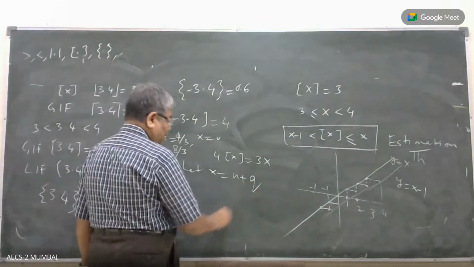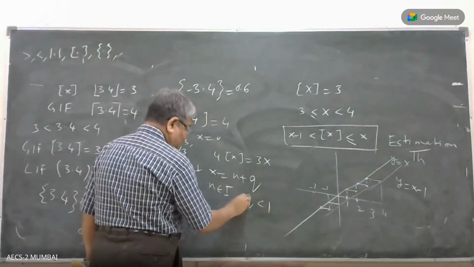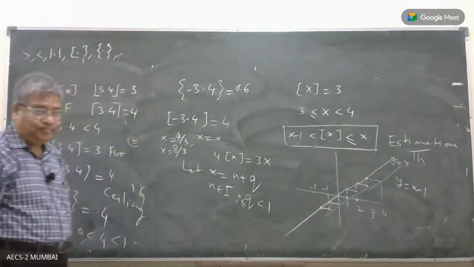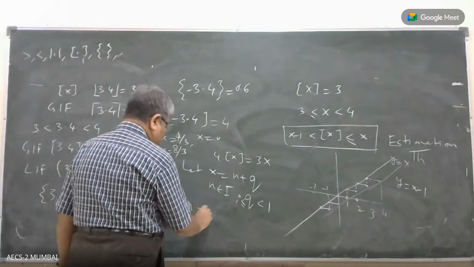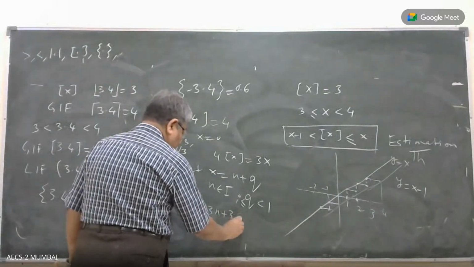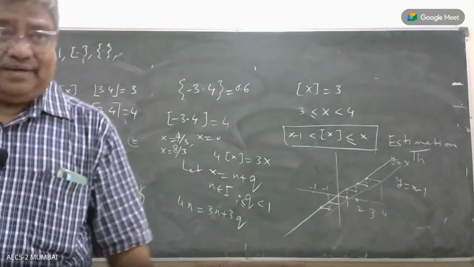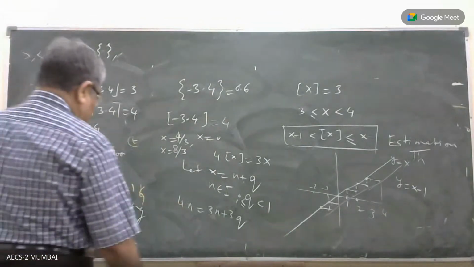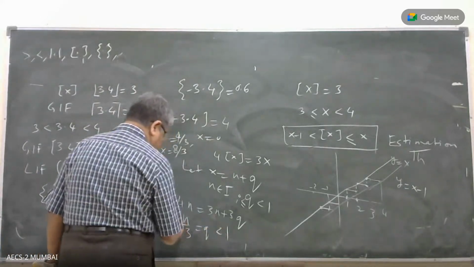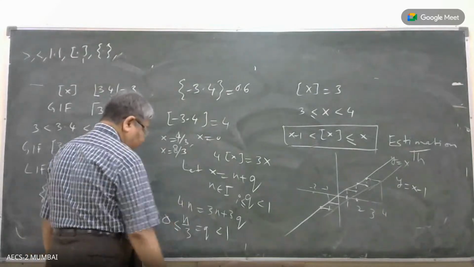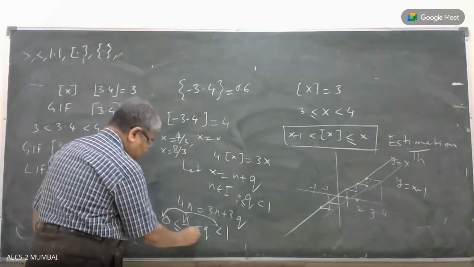You say x equal to n plus q, where n is an integer and q is a fraction. So you can write this as 4 plus n is equal to 3n plus 3q. Now these problems can be solved if you can write q in terms of n. Yeah, you can. This is n by 3 equal to q. Now put it in its bounds and solve this equation.